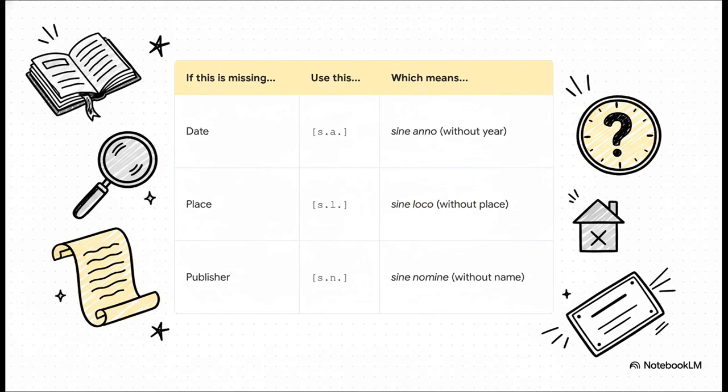And here they are. These are your referencing secret weapons. These little Latin abbreviations are your best friend for incomplete sources. If there's no date, use SA, which means sine anno or without year. No place of publication, use SL for sine loco. No publisher listed, SN for sine nomine. Using these shows you didn't just forget the information. You professionally noted that it wasn't there.